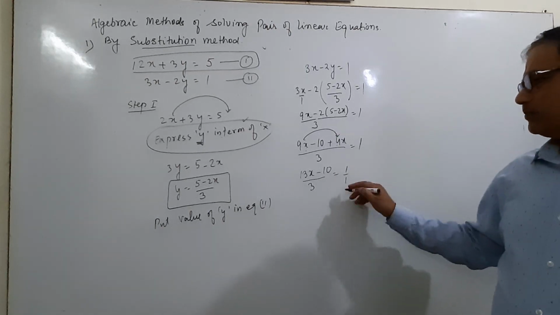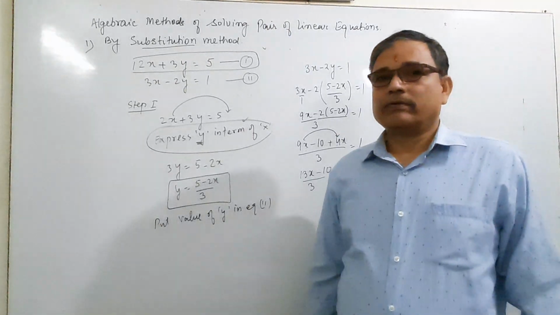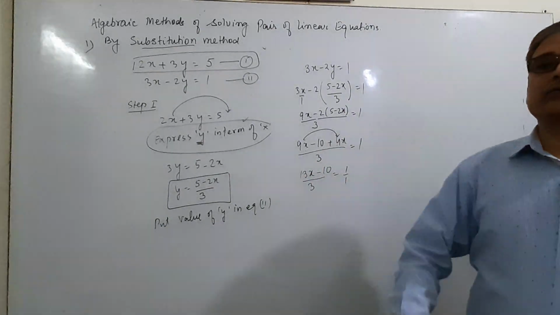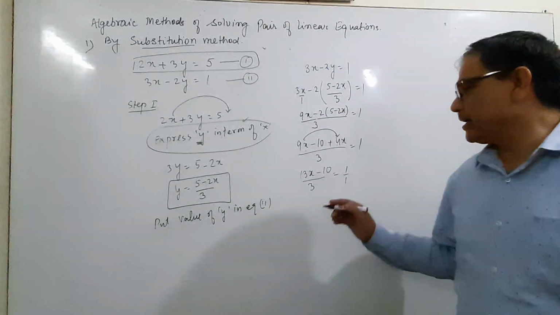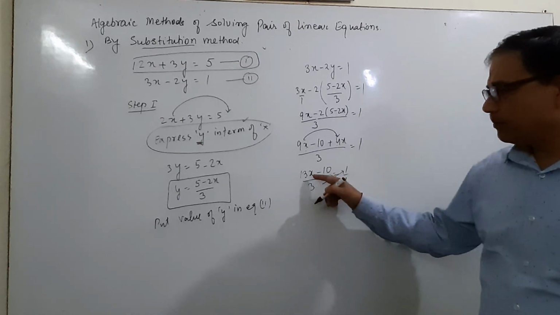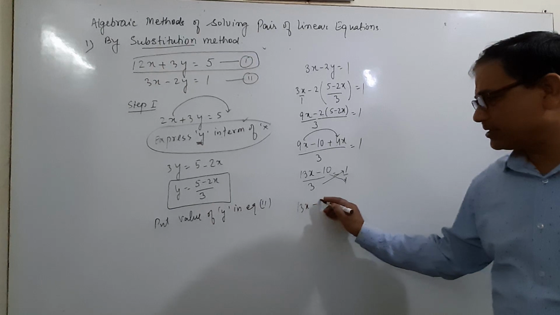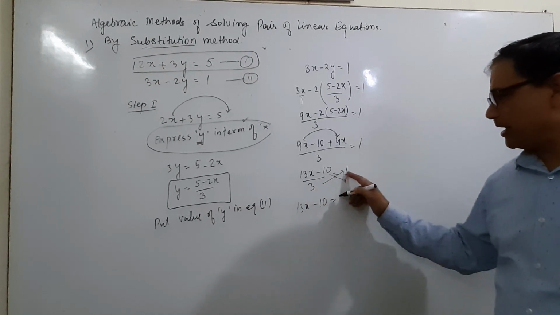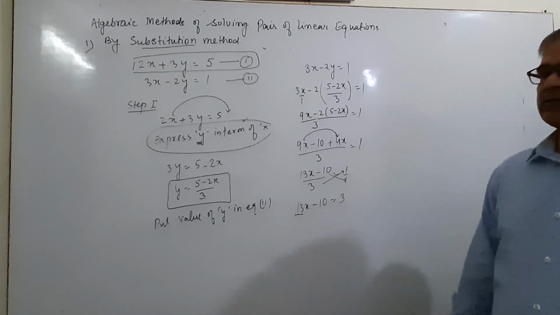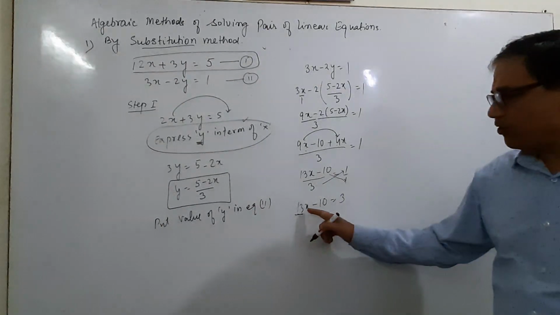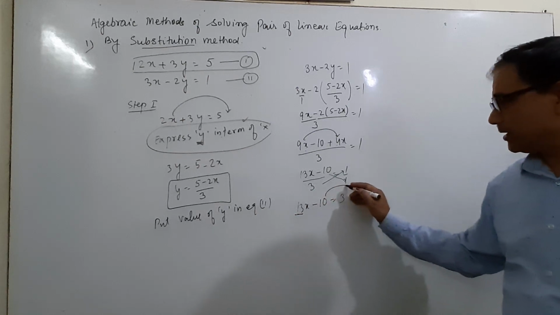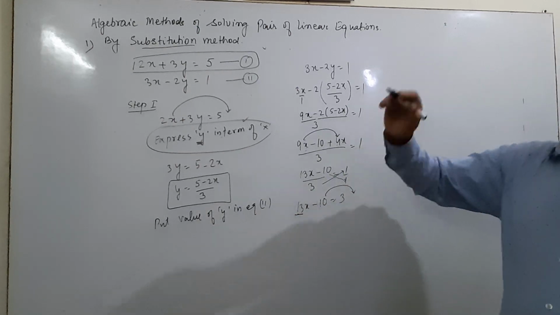And here is 1. Now after this, cross multiply. We have to do cross multiply. This will multiply to this one, and this will multiply to this one. 13x minus 10 equal to 3 multiplied by 1, 3. And we have to find out which one? x. And the value of x we have to find by transferring the 10 toward the right.